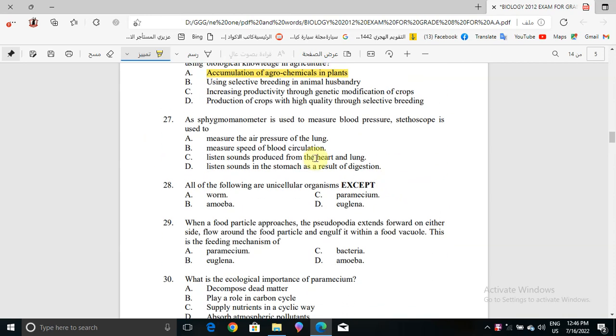Now question number 27. A sphygmomanometer is used to measure blood pressure; a stethoscope is used to measure the air pressure of the lung, measure speed of blood circulation, listen to sounds produced from the heart and lung, or listen to sounds in the stomach as a result of digestion. The correct answer will be listen to sounds produced from the heart and lung.